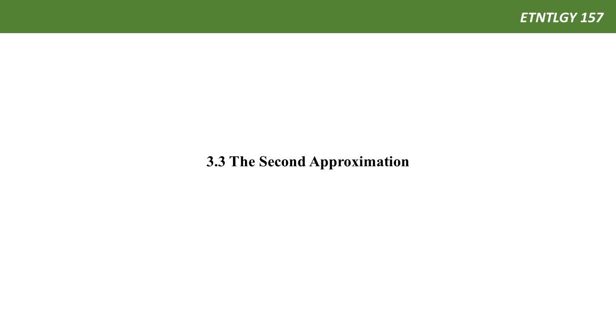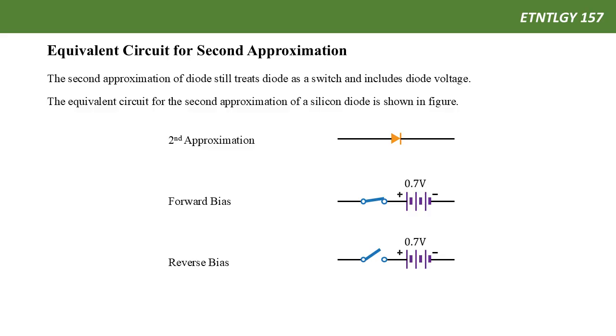3.3 The second approximation. The second approximation of the diode still treats the diode as a switch and also includes a diode voltage, which is the knee voltage. The equivalent circuit of the second approximation of a silicon diode is shown in the figure here.